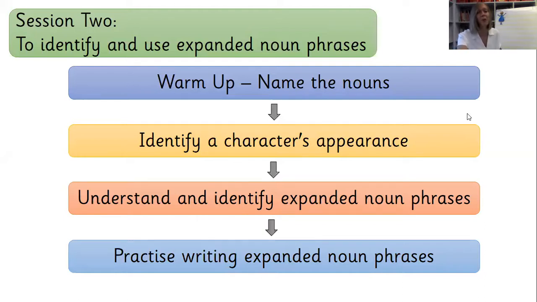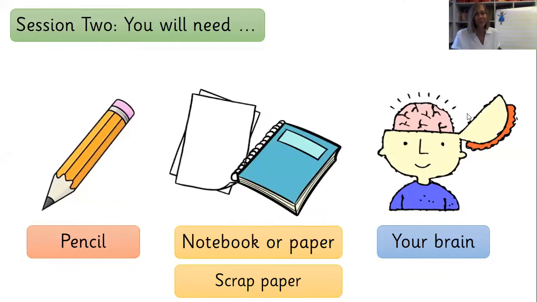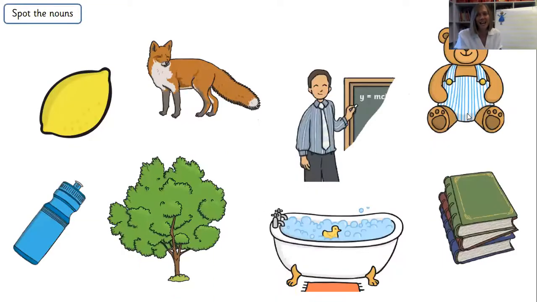So let's have a look at what we're going to need in this session. You're going to need your pencils, and just like session 1, we're going to need something to write on, so a notebook or some paper, and just some scrap paper for our warm-up game. And we've got to make sure those brains are ready to do some brilliant writing today. So let's warm them up. Let's have a look at our warm-up for today.